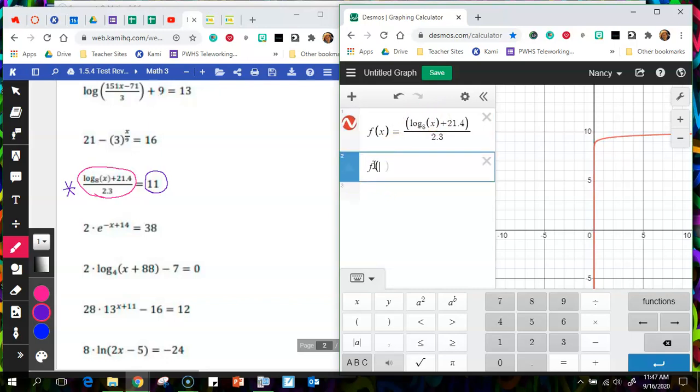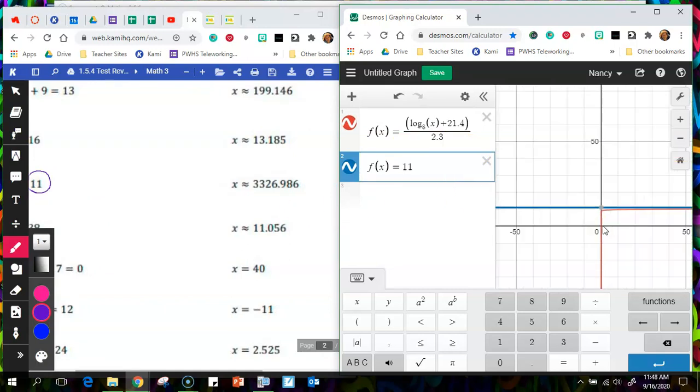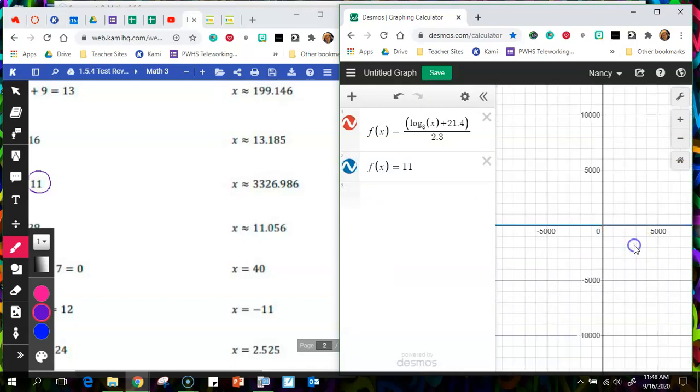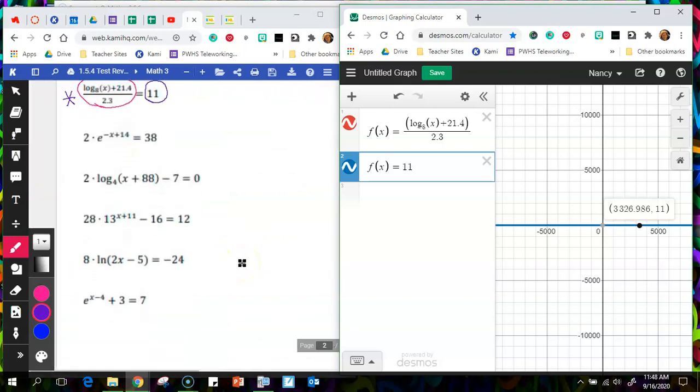And the other one is just f of x equals 11. So I know that it's going to be 3,000 something. So I can just zoom out until I see that point, and it was actually there for me, 3,326.986, and that is exactly what we get when we practice this one. I mainly put these on here so that you could practice putting these in Desmos, because some of them are a little bit complicated with the exponents and the fractions and everything.